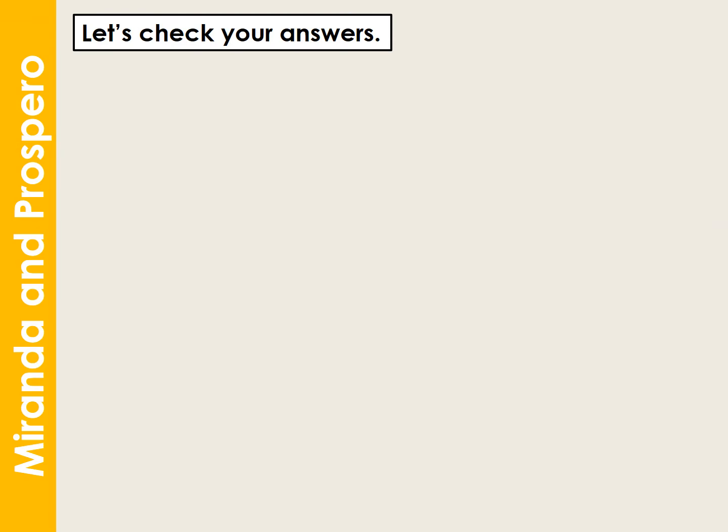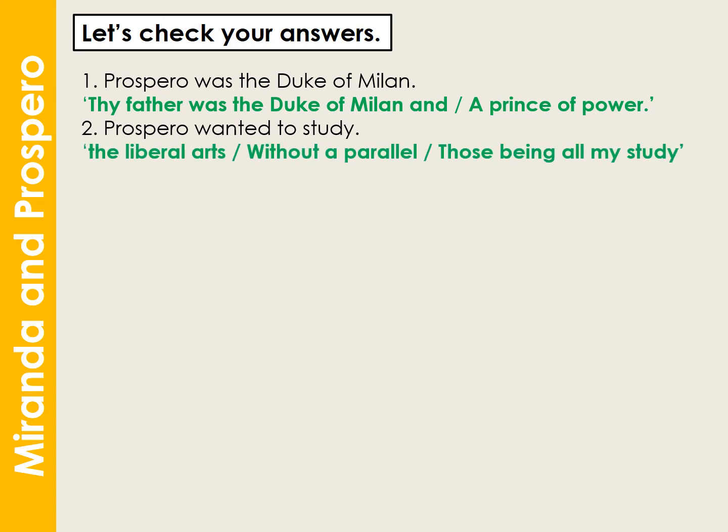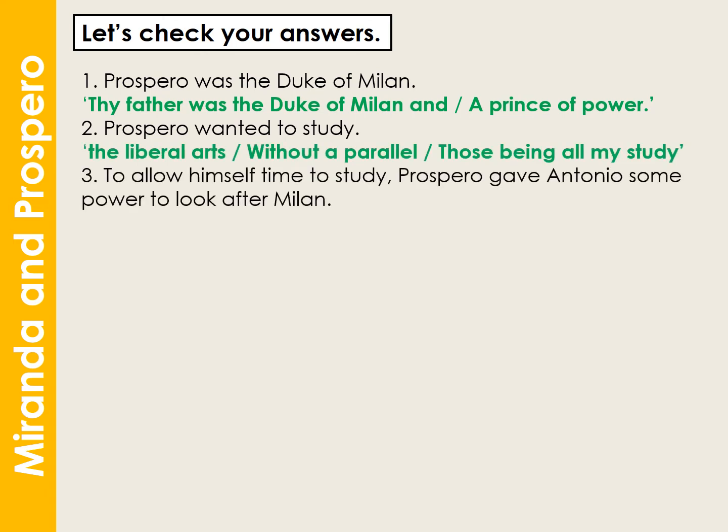Let's check some answers then. So, number 1, Prospero is the Duke of Milan. That one was already done for us. Number 2, that was done for us. So let's jump in at number 3. To allow himself time to study, Prospero gave Antonio some power to look after Milan.